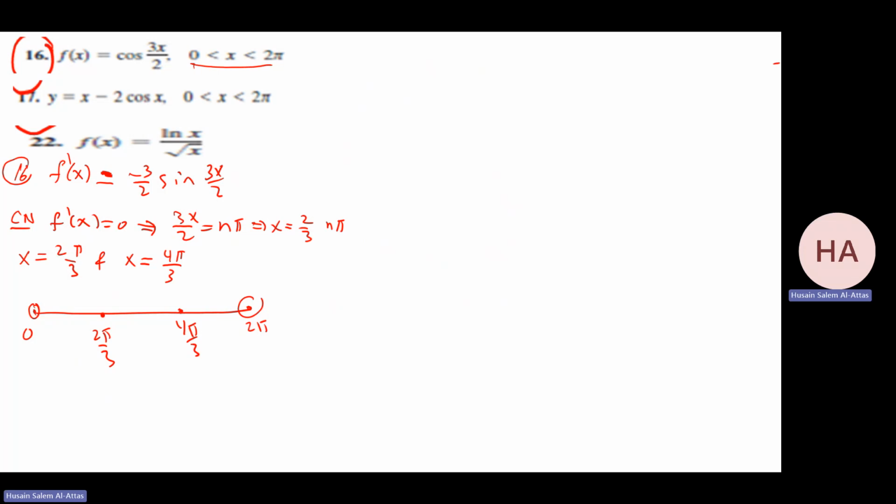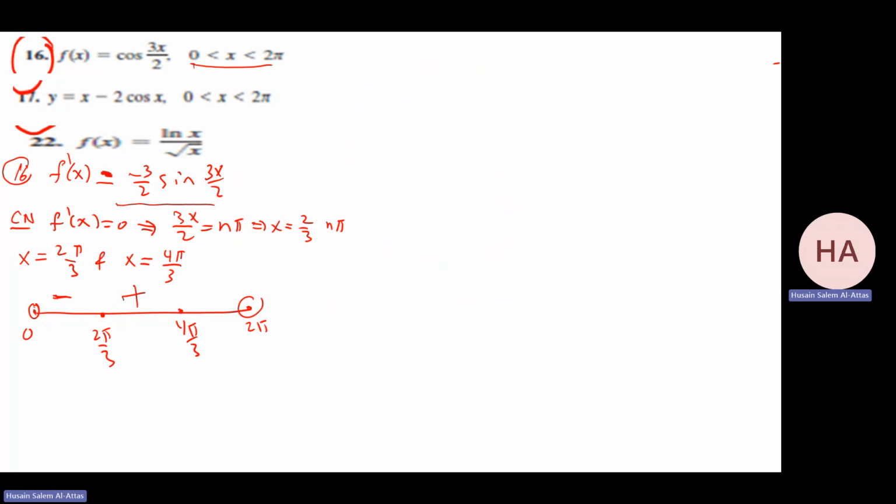Here, take a value for this function. Take a value between 0 and 2 pi over 3, for example pi over 2. Pi over 2, what will you get? You will get 3 pi over 4, which is in the second quadrant, so sine is positive. That will make it negative. Take a value between 2 pi over 3 and 4 pi over 3, or take pi. 3 pi over 2, sine is -1, so that will be positive.